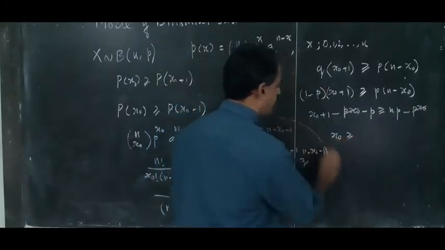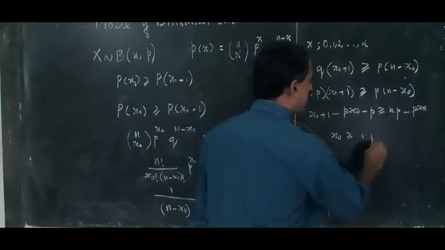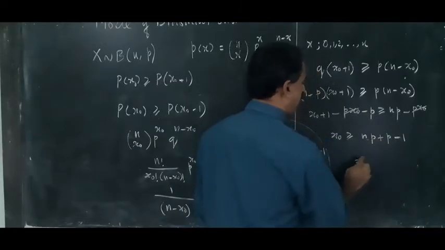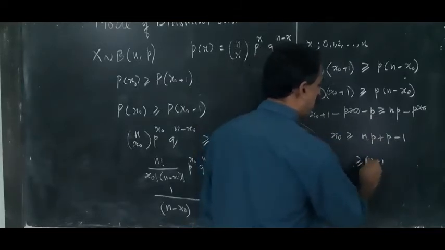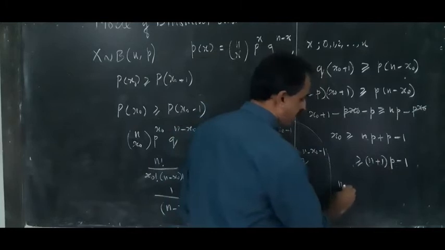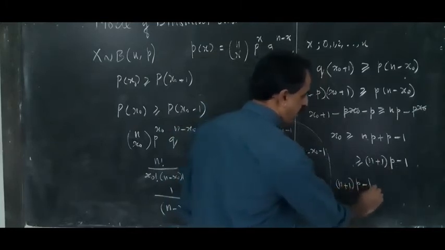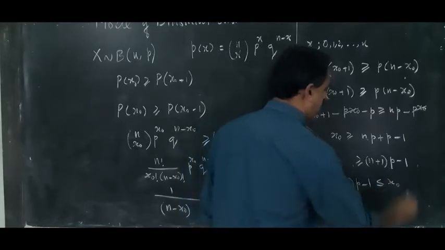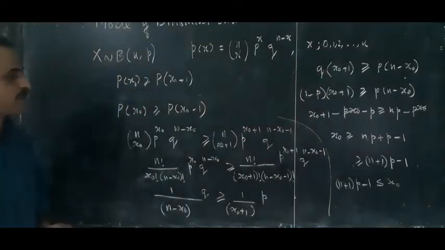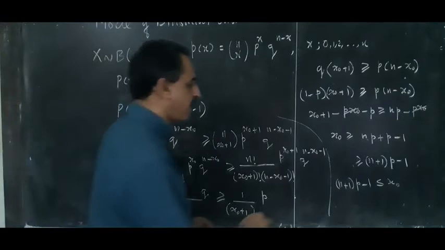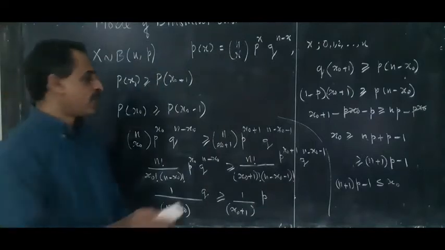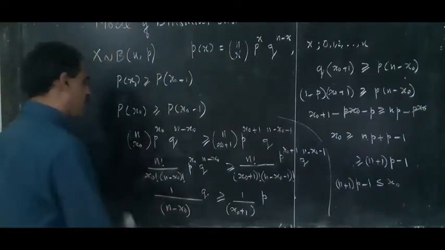x0 ≥ np + p − 1, which can be considered as (n + 1)(p − 1)... sorry, (n + 1)p − 1. So if you write the reverse order, it becomes (n + 1)p − 1 ≤ x0. Thus, from the first equation, p(x0) ≥ p(x0 + 1), we get the simplified equation as (n + 1)p − 1 ≤ x0. Next, we simplify the second equation along similar steps.